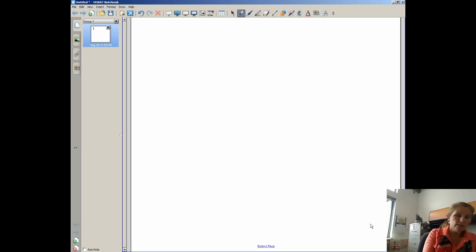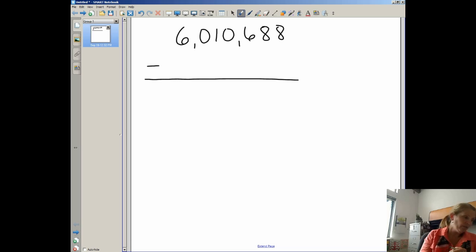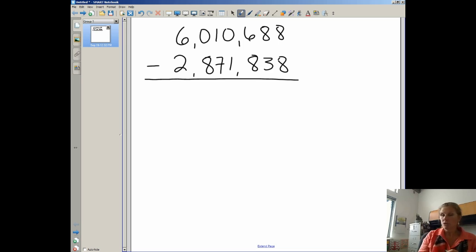Okay, Missouri was 6,010,688, while Kansas, which is the other one we were supposed to find the difference between, is 2,871,838. So that's the populations of those two states that I found on a website somewhere, and that's as of the 2010 census. So pretty accurate.